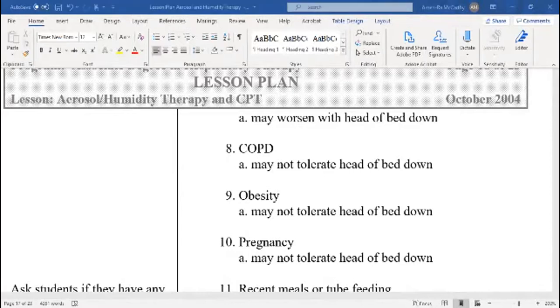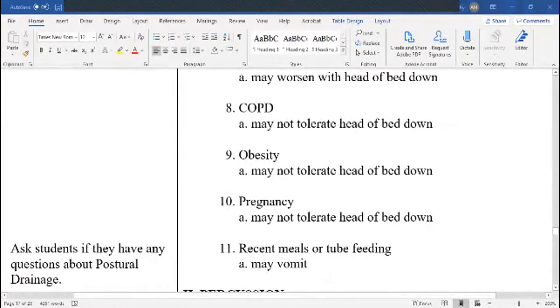That just ain't going to work. That's too much pressure on their abdomen and on their chest cavity, right? Just like a woman who's pregnant. If she's pregnant, got twins in there, you don't want to lay her head down below her feet. You don't want to do that, okay? Or lay her prone. You want to put a pregnant woman that's 8 months pregnant prone? Huh? No, you don't want her laying on her stomach, okay? So pregnancy. And then finally, recent meals.